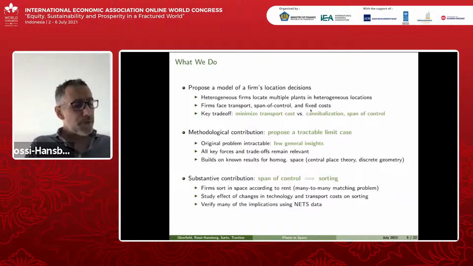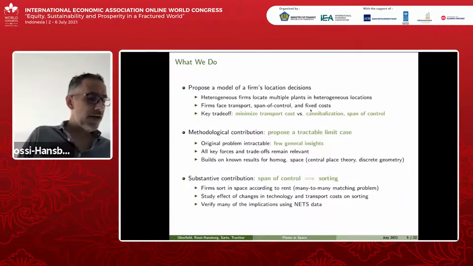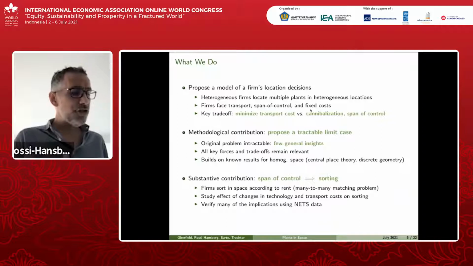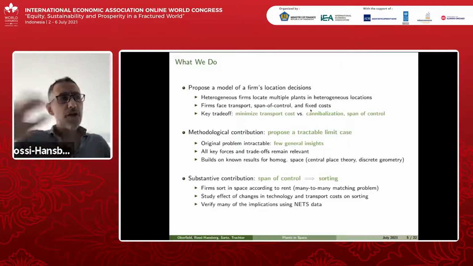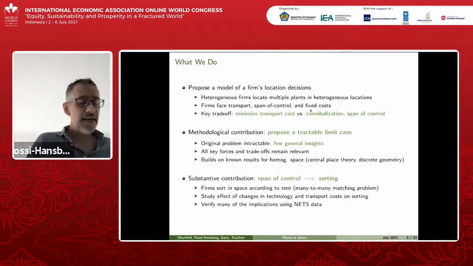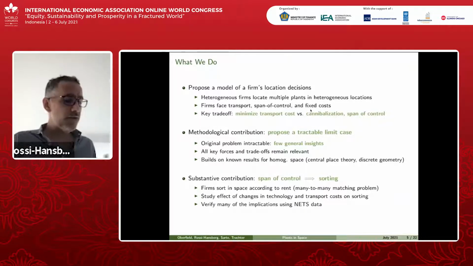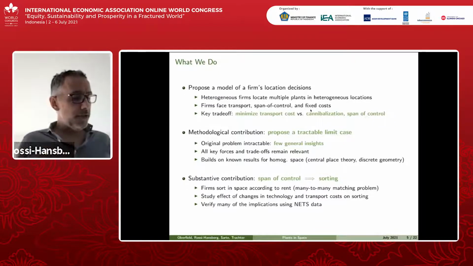We start by proposing a model of firm location decisions, introducing the basic forces that I talked about. We're going to have heterogeneous firms that are going to locate many plants across heterogeneous locations. They're going to face transport costs. They're going to have span of control costs. So it's going to be costly to set up many plants, and there's going to be fixed costs of setting up those plants. And so that's going to give us all these trade-offs that I was talking about. They want to minimize transport costs, but they also want to reduce cannibalization across plants.